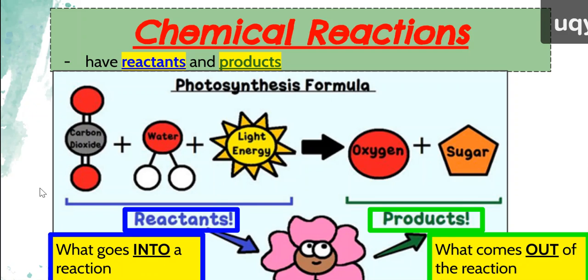For example, in the math problem 2 plus 2 equals 4, 2 plus 2 are your reactants. 4 is your product. However, in science, we do not use an equal sign. Instead, we use an arrow. An arrow means that a reaction is taking place.